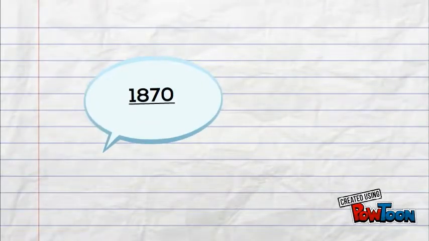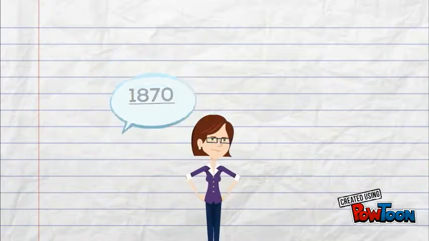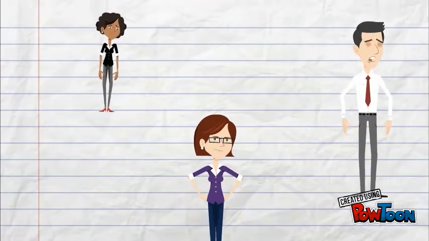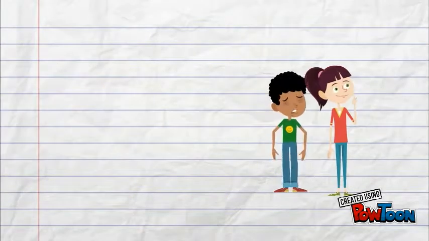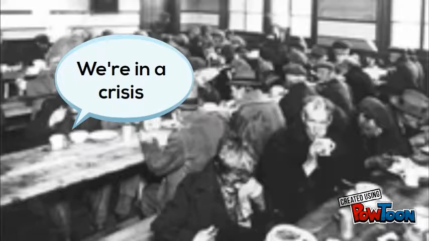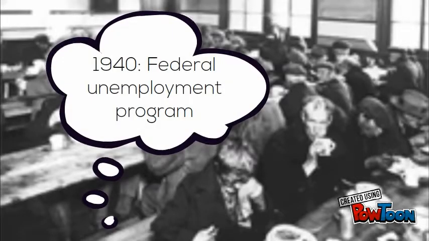It wasn't until 1870 that Canada first experienced widespread unemployment. Thousands of Canadians had lost their jobs and struggled to provide basic necessities for their families. After these incidents, unemployment was viewed as a major economic issue, which ultimately led to the establishment of the Federal Unemployment Program in the 1940s.